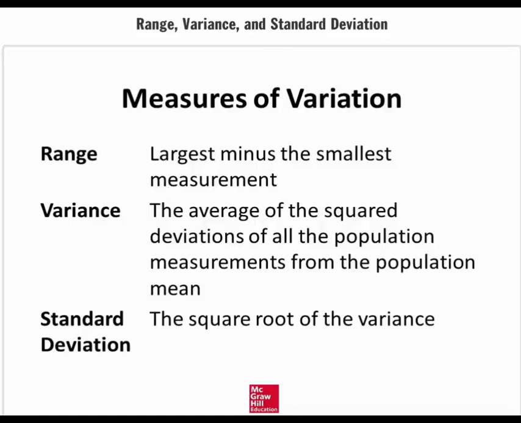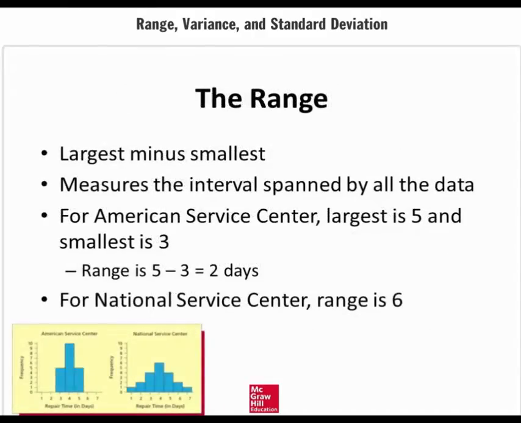The range is just the largest minus the smallest. The variance is the average of the squared deviations of all the population measurements from the population mean. The standard deviation is always just the square root of the variance. The range measures the interval spanned by all the data.